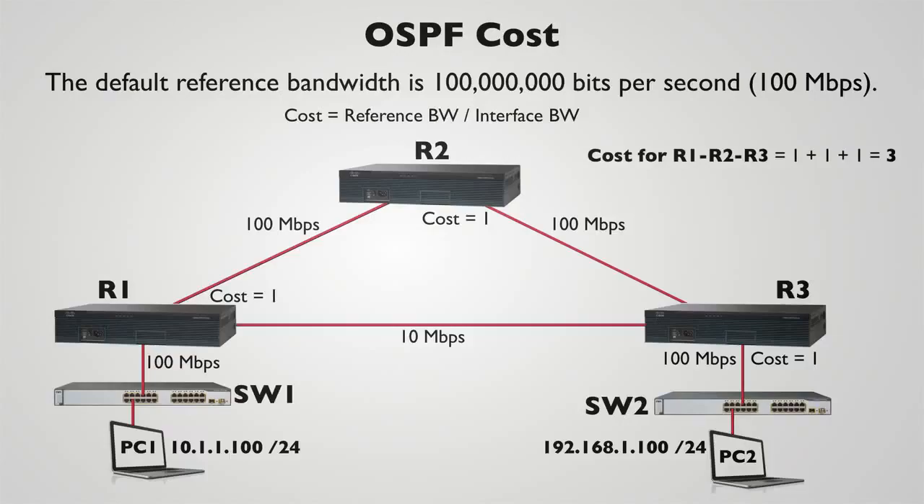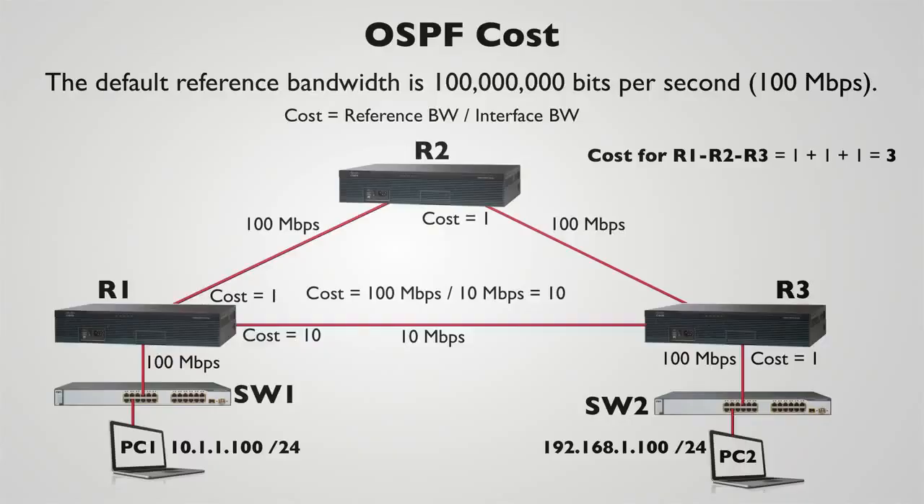However, we could go from R1 directly to R3. If we do that, we're going over a 10 meg link as we're leaving R1. What's the cost there? The reference bandwidth is 100 megabits per second. Our interface bandwidth is 10 megabits per second. 100 divided by 10 is 10. We've got a cost of 10 as we're leaving R1 going over to R3.